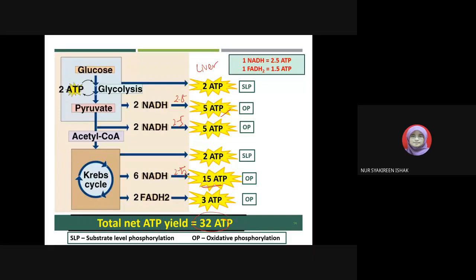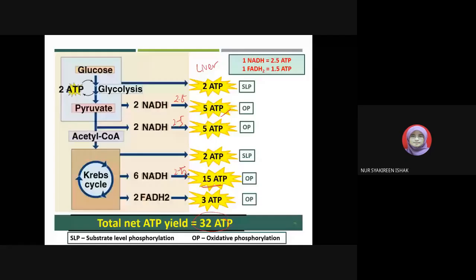ini awak maintain, cuma yang ini instead of NADH awak tukar dia sebagai 2, ini 2 ATP. Ini awak tukar dia daripada 2 NADH jadi 2 FADH2. Ini Krebs cycle still hasilkan 2 ATP. Ini betul. Okay. So tambah dengan 6 NADH campur dengan 2 FADH2.